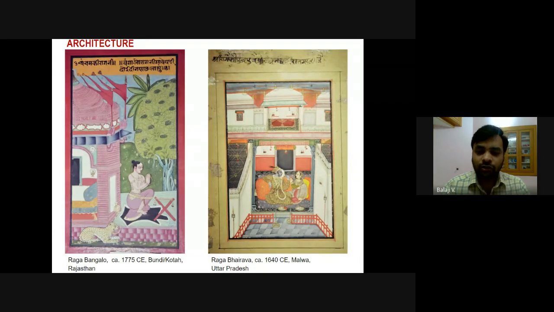So architecture also forms a major part of the representations of the raga. You can see varied representations in varied perspectives. For example, you could see on the right hand side, Rag Bhairava from Uttar Pradesh, where you can see a sort of perspective which is not similar to the left hand side painting. And the royal palace, the ambience which is created using the architectural elements of domes and arches and courtyards, in one raga compared to another, for example, bungalow, shows a very vernacular local mud structure.